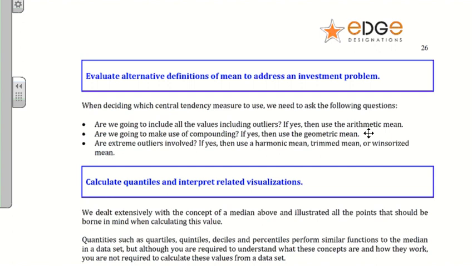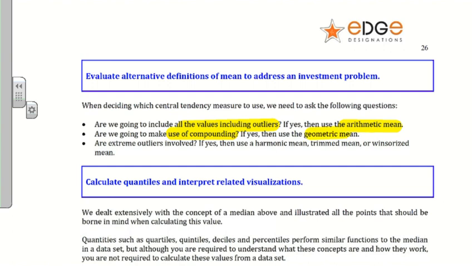Top of page 26. Evaluate definitions of means to address an investment problem. You need to look at the various components here. For example, do we include all the values, even if they are outliers and quite wild numbers? If we are, then you could just use the arithmetic mean. If you're going to make use of compounding, like what we showed you before, and you're trying to calculate a return over a long-term period, use geometric means.